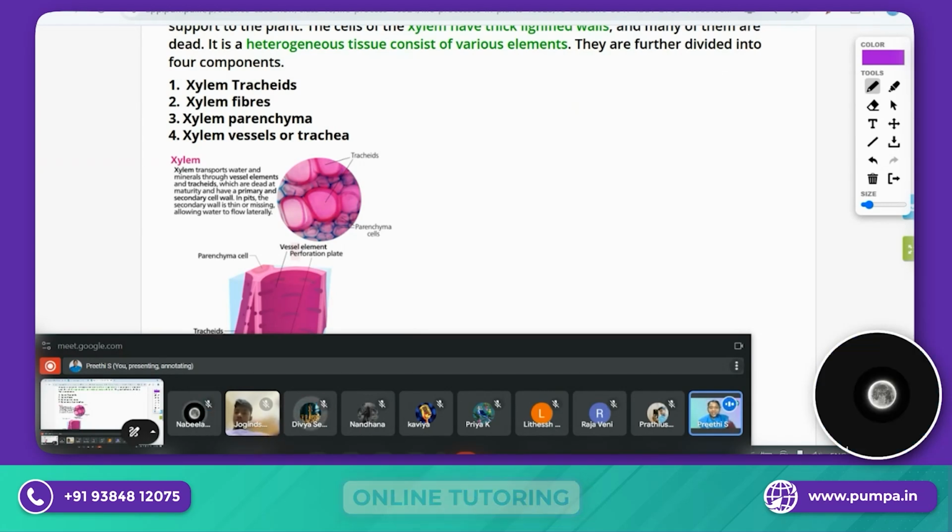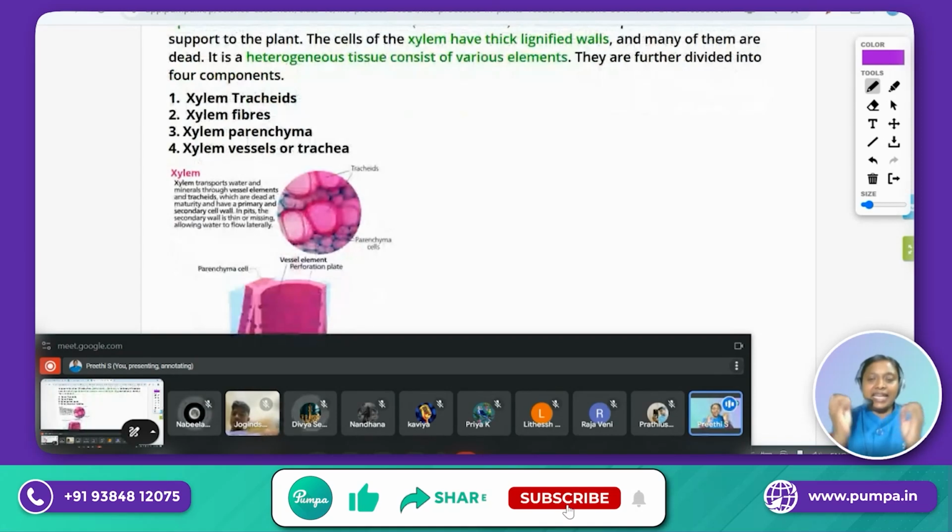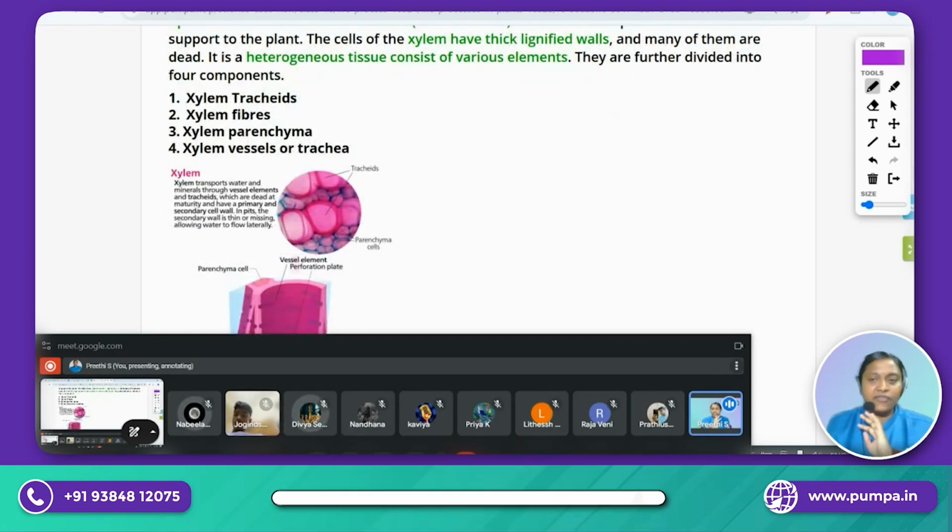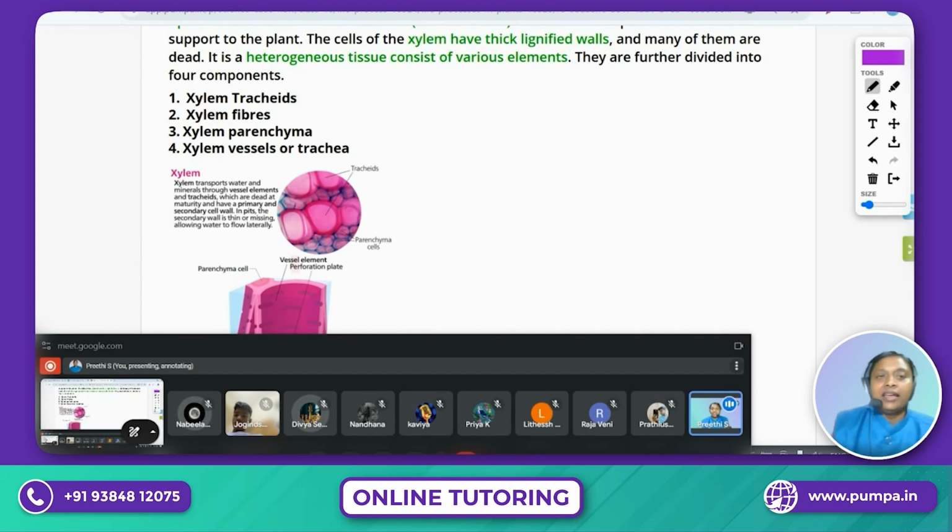Next is the xylem. The xylem will have four components. It's also very easy. Even in your ninth grade, you would have learned about xylem parenchyma. Parenchyma is a living cell. So xylem parenchyma alone is living, and all the other things, xylem trachea, fibers and vessels, are all dead cells.